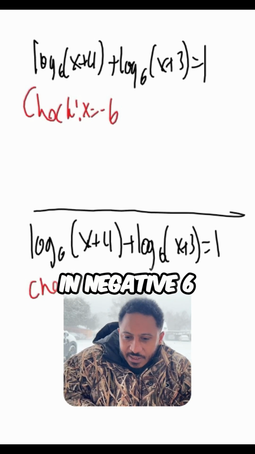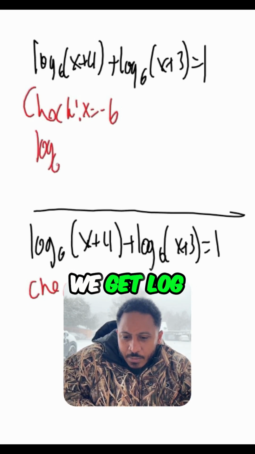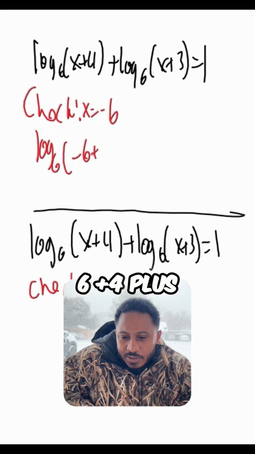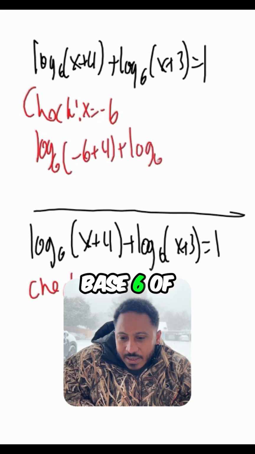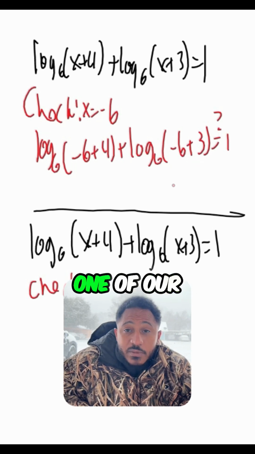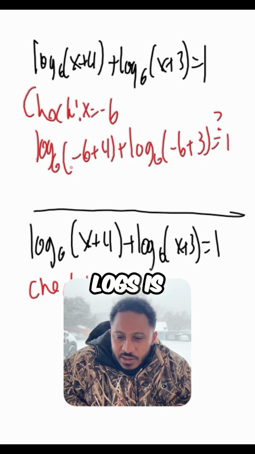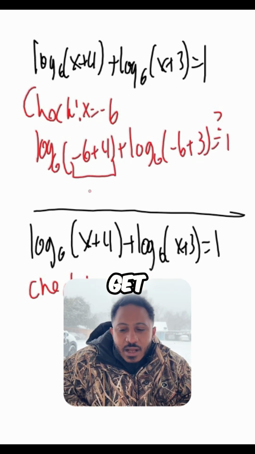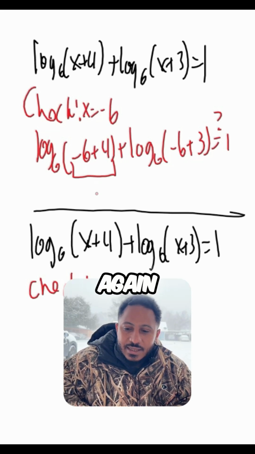So if I plug in negative 6, we get log base 6 of (negative 6 plus 4) plus log base 6 of (negative 6 plus 3). Is that equal to 1? Well, remember, one of our rules of logs is the argument can't be negative. So here we get a log base 6 of negative 2. Again, that's an extraneous solution.